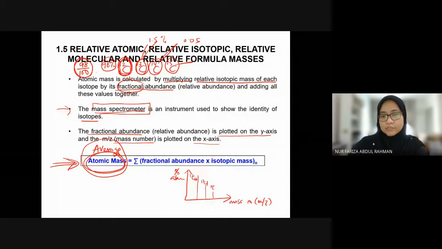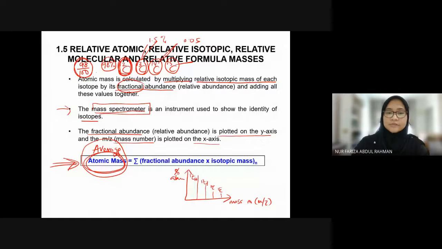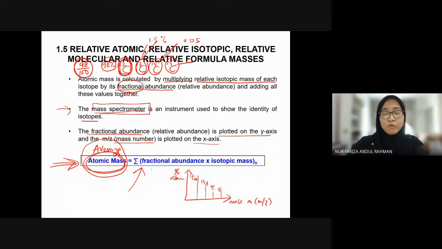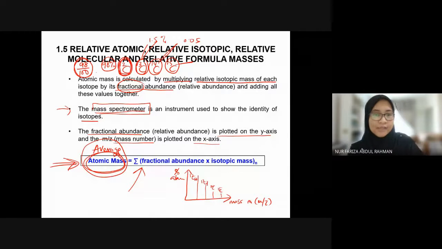Carbon 14 and carbon 15. Example. Okay, so this is your formula. It's the formula that will be used to determine the average atomic mass. It's actually the same approach that we apply in order to find the average value.